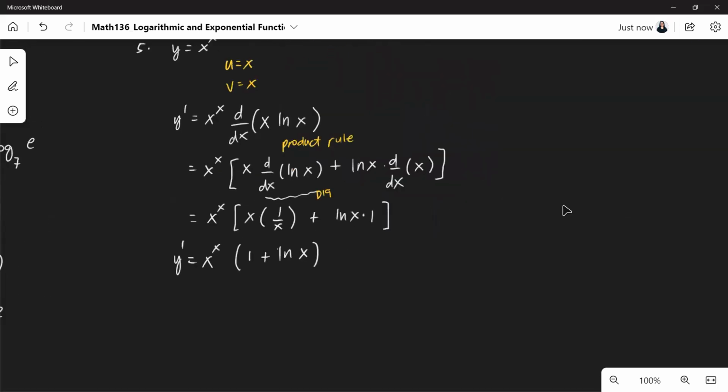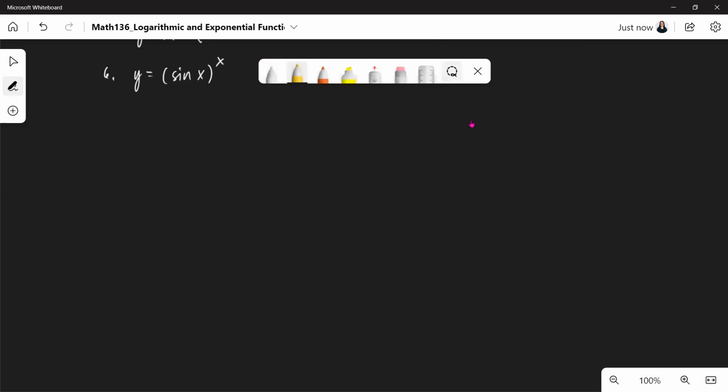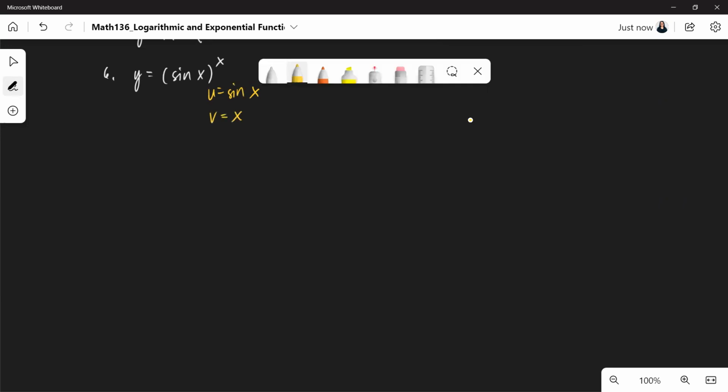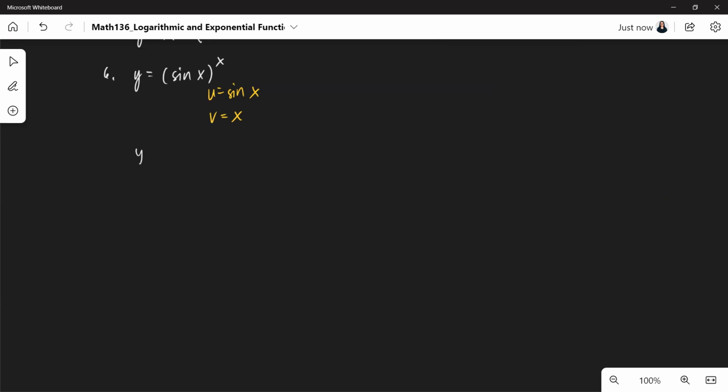So another example, let's say we put a trigonometric function. Okay. So for example, if the base is a trigonometric function of x, no, it's a function of x. Also the power is a function of x. So we use D20. Okay. So u is the base, so sine of x, and v is x. So again, follow the format.